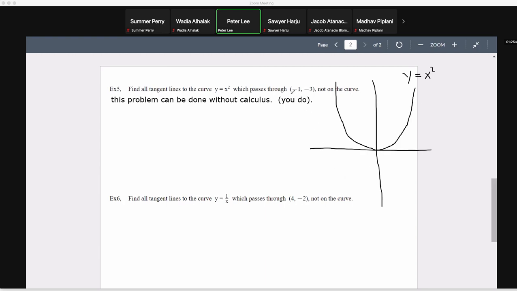this is a problem. Now the point negative 1, comma, negative 3. Where is that point? That point is over here somewhere. So now what are we trying to do? Now, what is the question? The question is to find all the tangent lines to the curve y equals x squared.